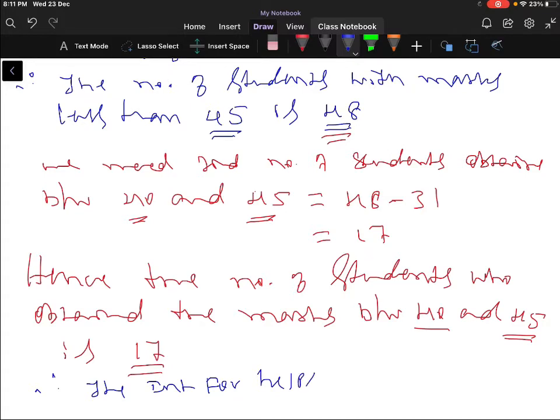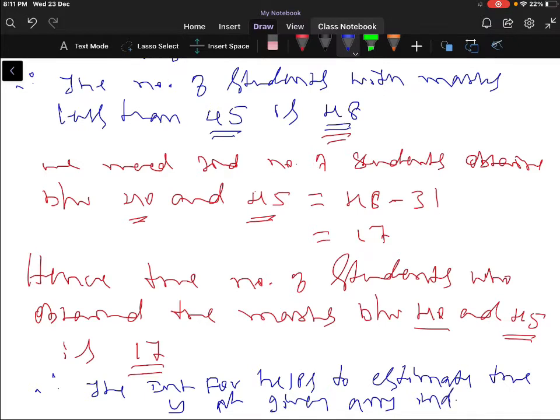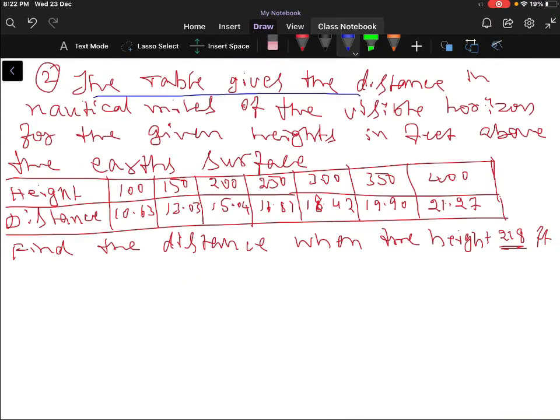Therefore, the interpolation formula helps to estimate the value of the function y at any given independent variable x. So we'll move to the next problem.